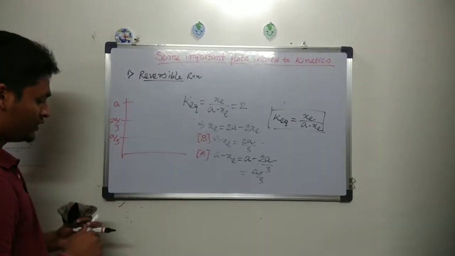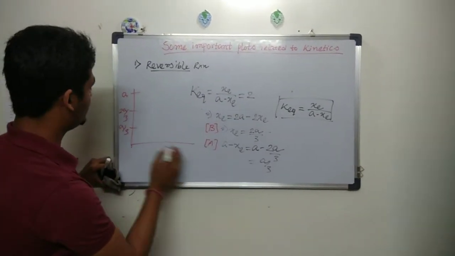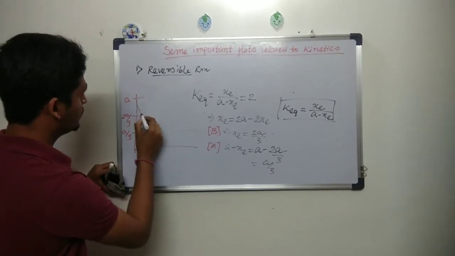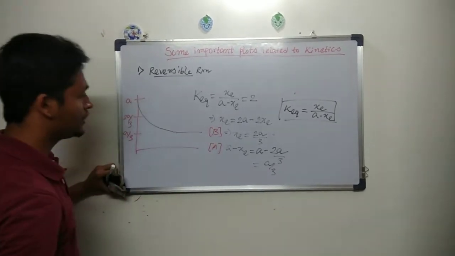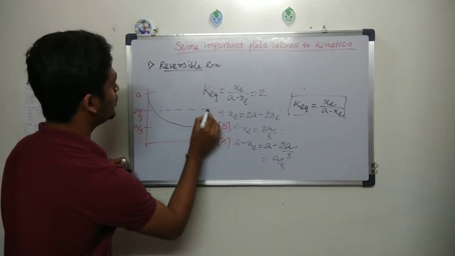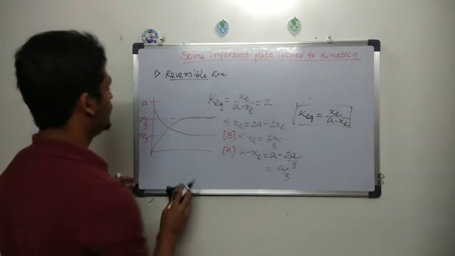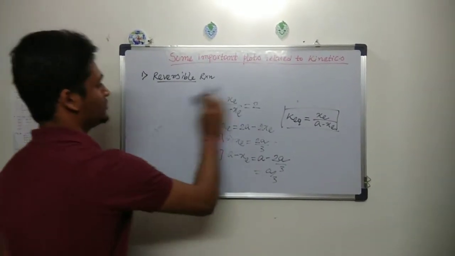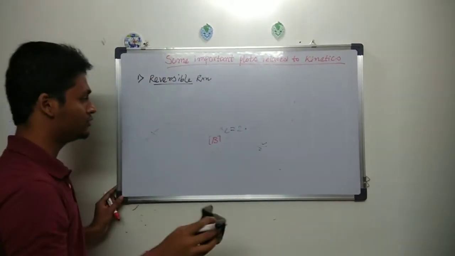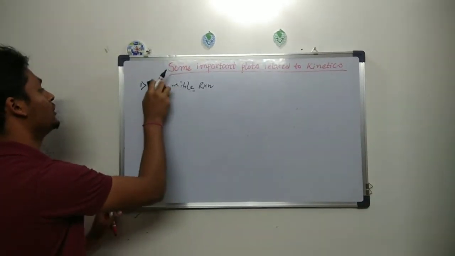Now A at equilibrium will reach up to A by 3. So this is your A by 3, and it will be like this. And B will reach up to 2A by 3. So this is your 2A by 3, and it will be like this. We will not take any more examples in reversible. Whatever K equilibrium they give, you just go through this and you will reach your desired plot.